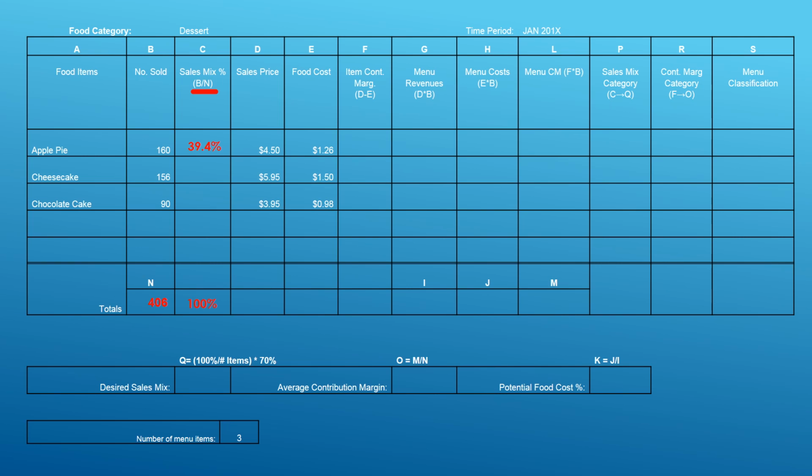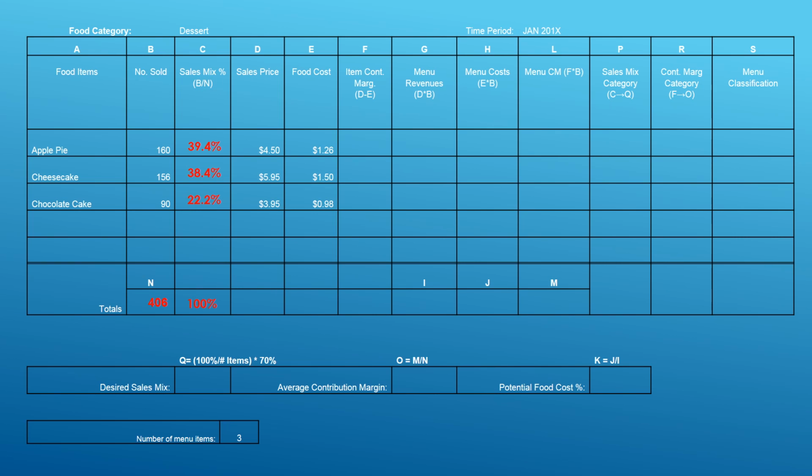39.4% apple pie, which is good. Almost 40% of the people that buy desserts in the month of January picked apple pie. So that's going to make it popular. Cheesecake would be 38.4, very similar. And chocolate cake, not so good. 22.2% of the people wanted that.